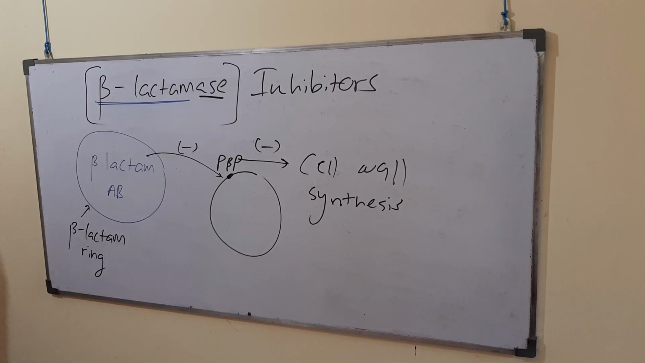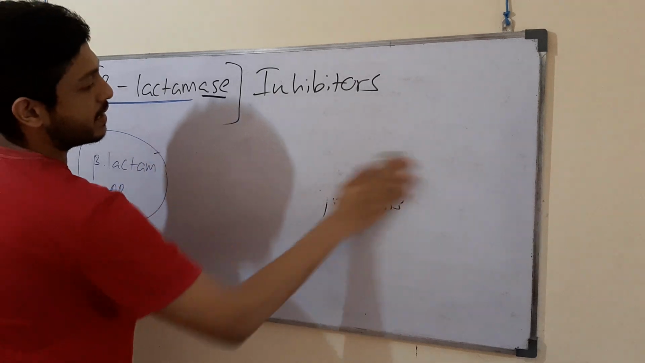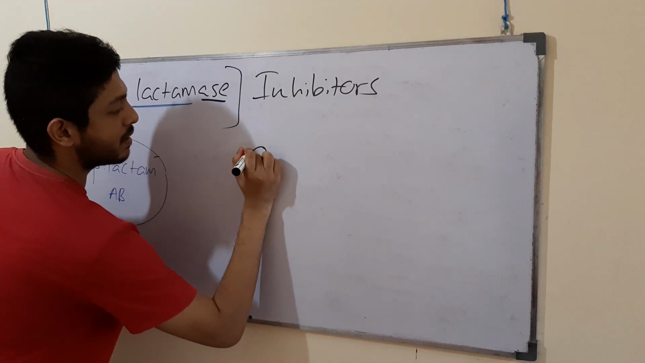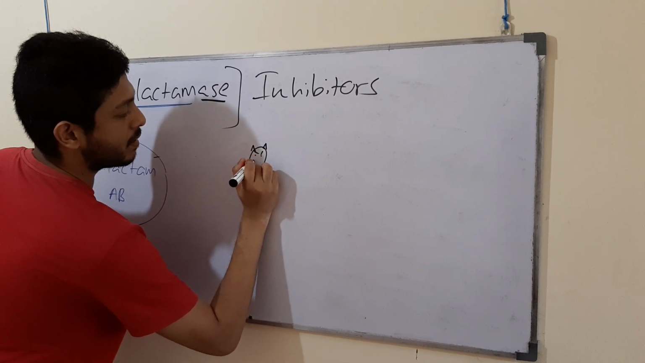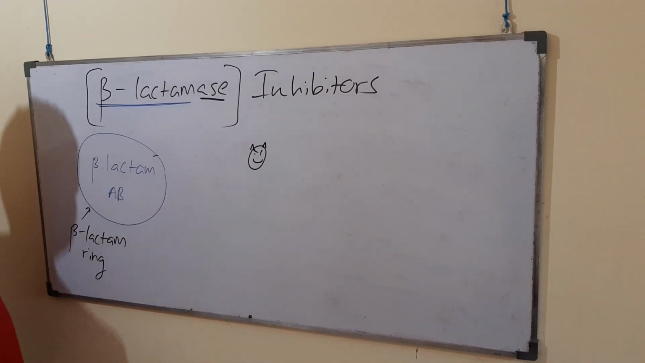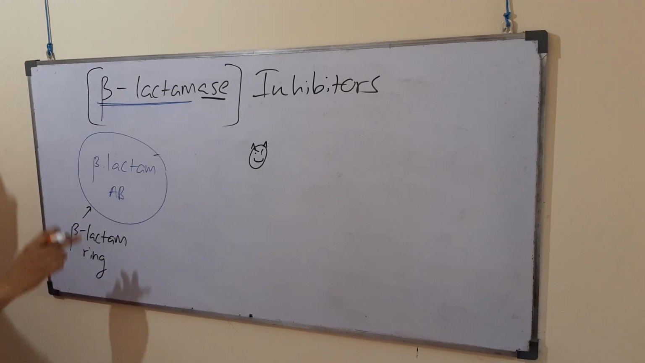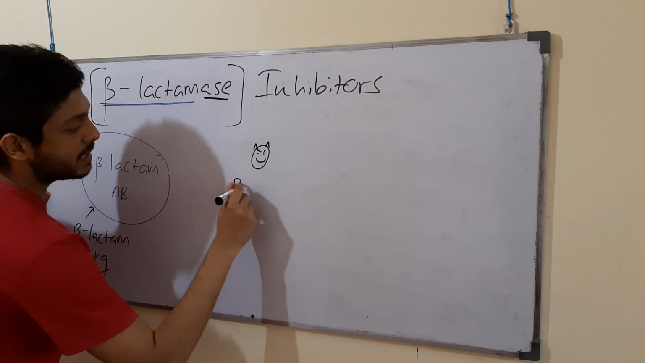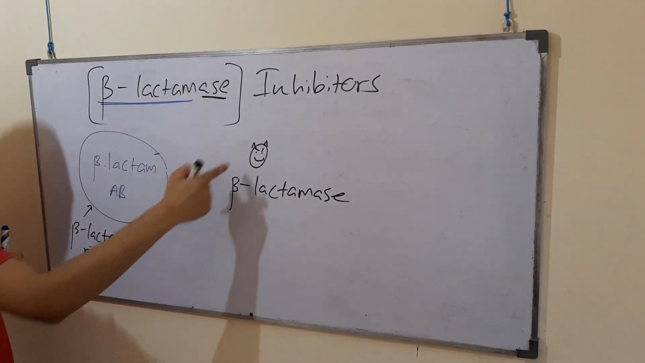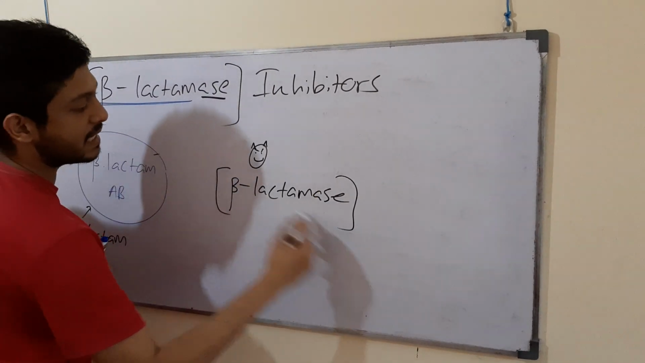But in some cases, certain microbes which infect the human body, so if I signify a microbe like this, right? Just think of it as a microbe. Certain microbes have the capability of forming a particular enzyme known as beta lactamase, right? So this microbe has the capacity of forming this beta lactamase enzyme.